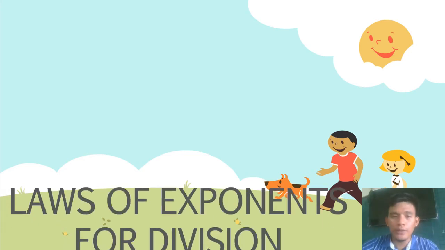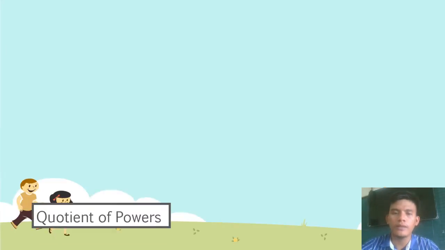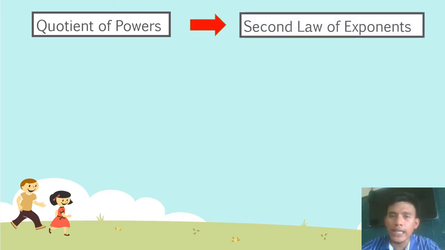Let's proceed to laws of exponents for division. Remember, in dividing polynomials, the laws of exponents for division will be used. First law for division, that is the quotient of powers. That is the second law of exponents. Again, the second law of exponents is quotient of powers.